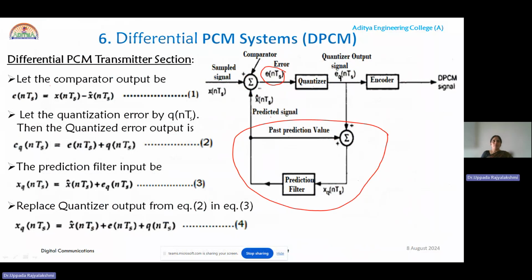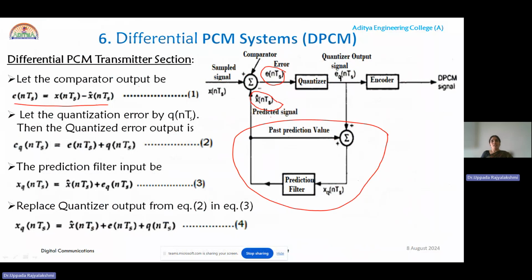as a past sample. Now let us go through the analysis part. Here, what is the comparator output? Let the current sample be x of nTs and the past sample stored in the prediction filter be x cap of nTs. The difference between those two is obtained from the comparator as e of nTs, which is written as equation 1.